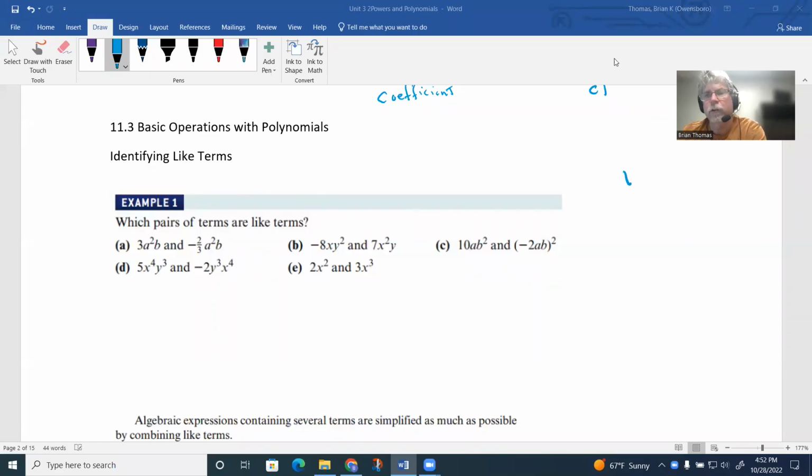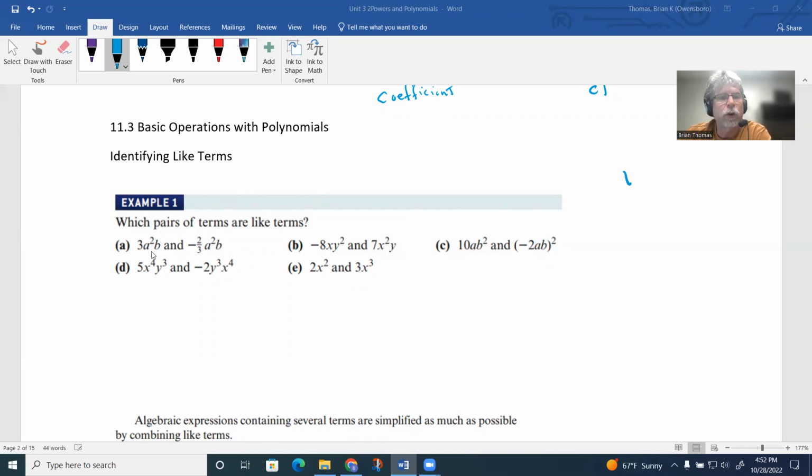The last thing we want to do in chapter 11 with polynomials is work with basic operations with polynomials. One thing we've already done a little bit is identifying like terms. Remember, like terms have to have the exact same variable with the corresponding exponents. It has nothing to do with the coefficients of the terms.